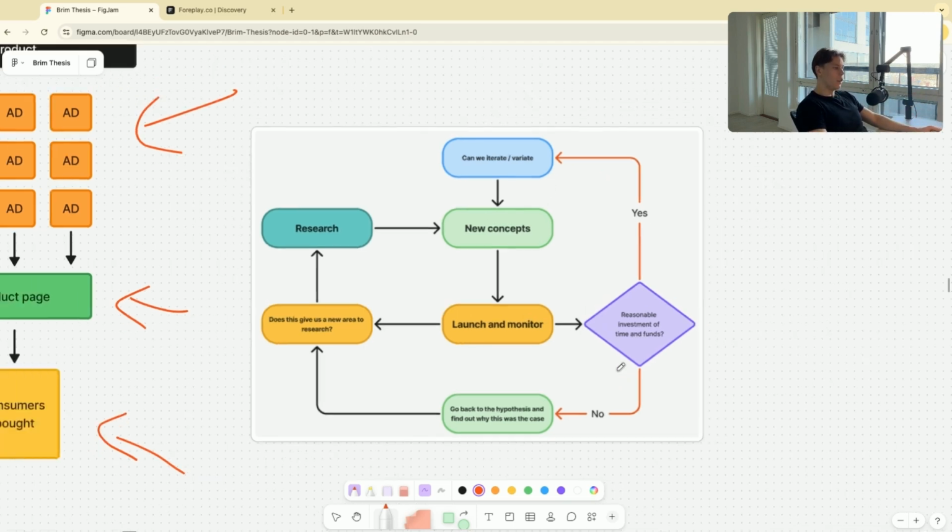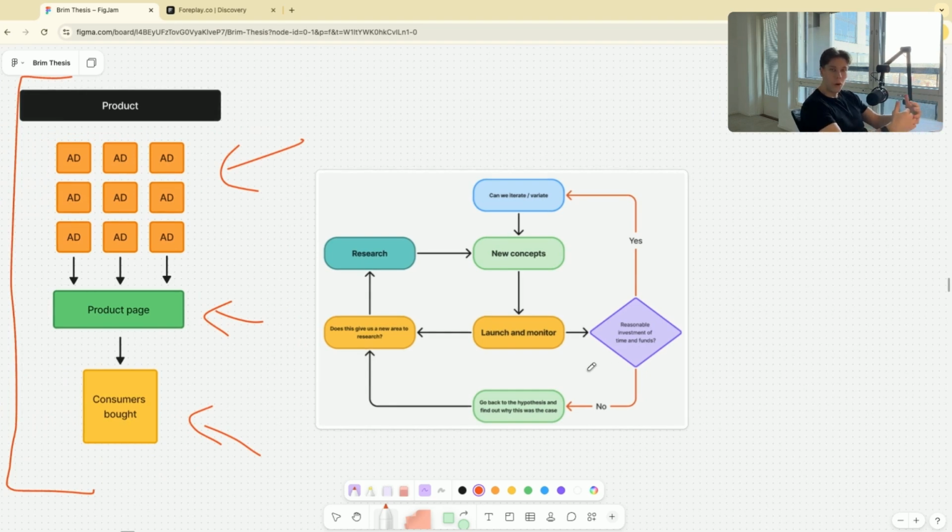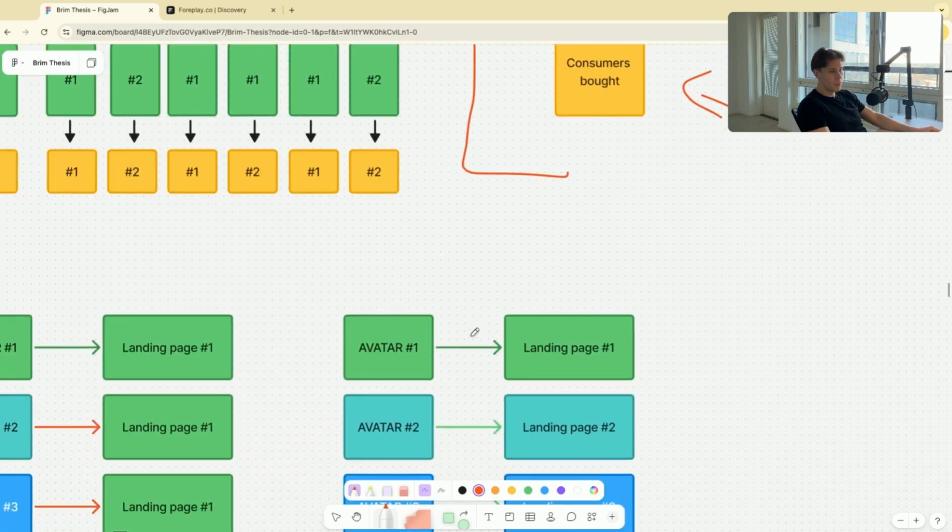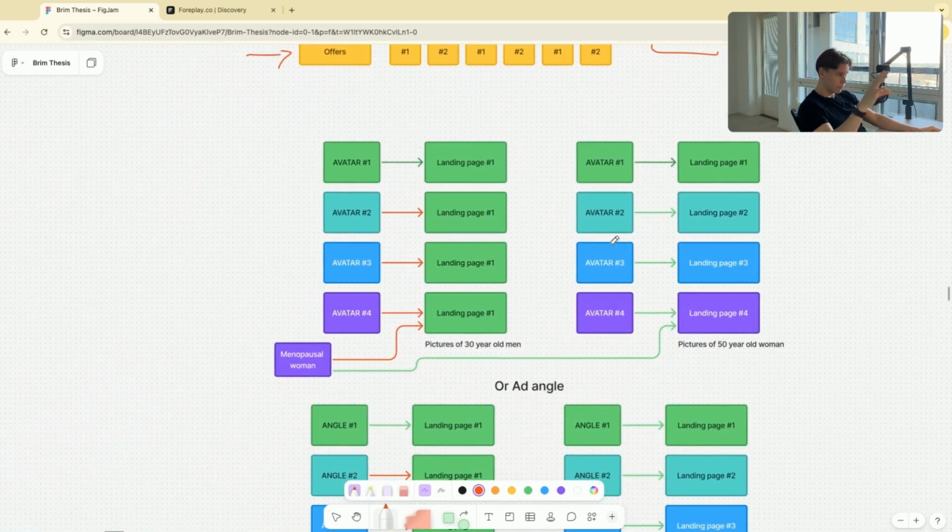If you are not making hypotheses before you make an ad, about why this ad should work, you are not marketing correctly, because then you're just hoping, right? Let's move forward. So landing pages.